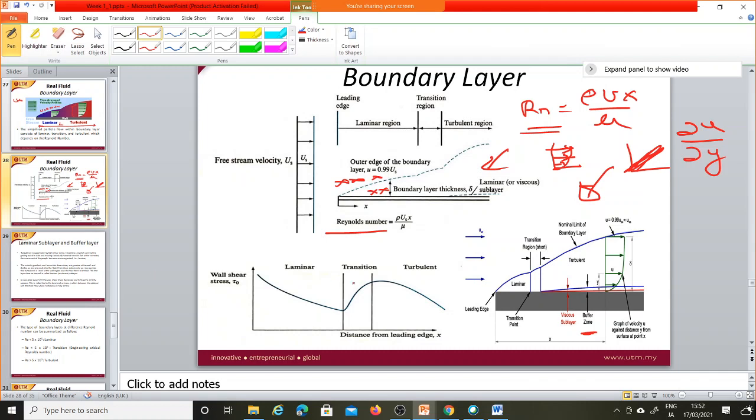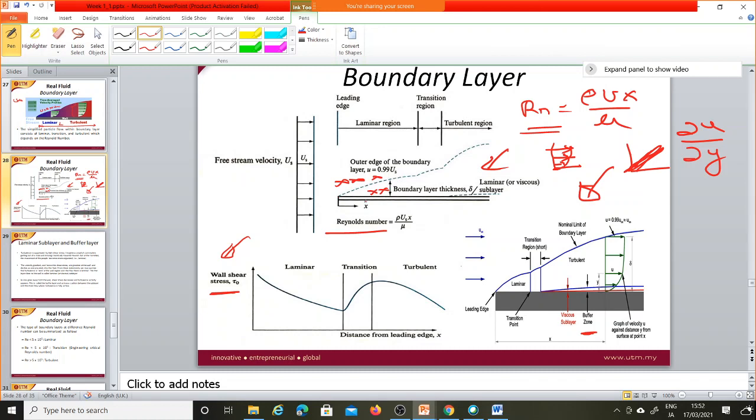These things are already given in the slide, and these are the shear. These things I will explain later on. This is just a brief explanation. Wall shear means the stress at the wall. We have shear stress at different locations, at different positions.